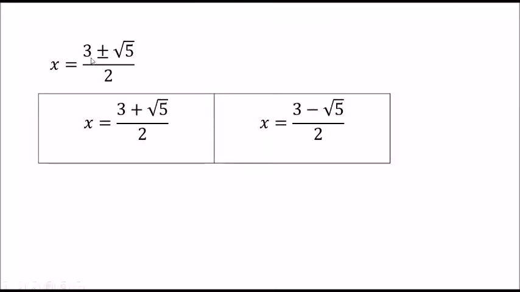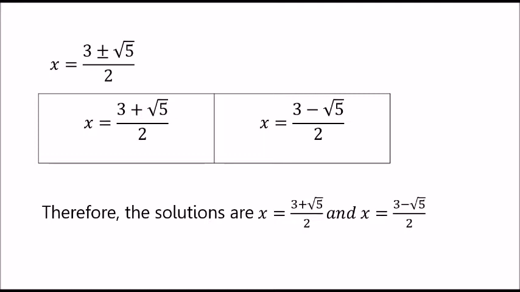So, since this is plus and minus, dito, plus yung gagamitin natin, sa kabila is minus. So, we have x equals 3 plus the square root of 5 all over 2 and x equals 3 minus the square root of 5 all over 2. So, hindi na natin siya pwedeng i-simplify pa. So, therefore, the solutions are x equals 3 plus the square root of 5 all over 2 and x equals 3 minus the square root of 5 all over 2.